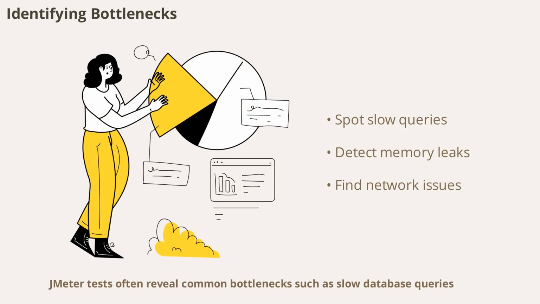JMeter tests often reveal common bottlenecks, such as slow database queries, memory leaks, unoptimized APIs, limited thread pools, or network latency issues. By identifying and addressing these problems early, you can significantly improve your application's performance and reliability.